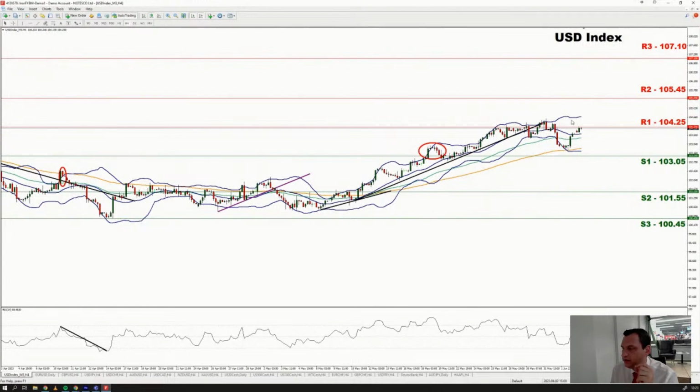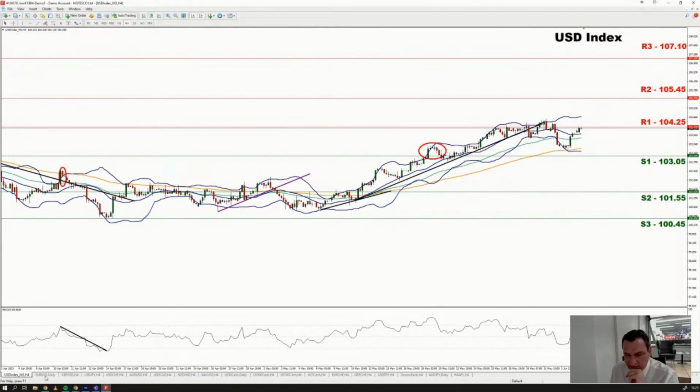Once again, a bullish outlook is possible. In this case, I would expect it to break the R1 and start aiming, if not even reach, the R2. A sideways motion could be just below or around the 104.25 level. While for a bearish outlook, we would require the index's price action to drop, break this 103.05, and we're talking about a clear break here.